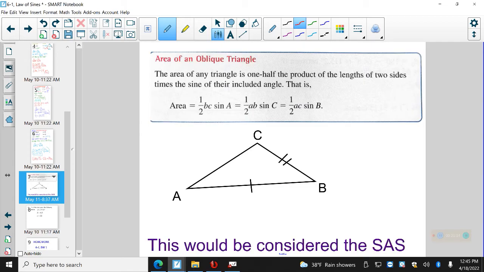Okay, now the next one. The next one is going to be talking about the area of an oblique triangle. Oblique means not right, and basically it says, if you have a triangle that is side, angle, side, where they give you the angle in the middle of the two sides, then to find the area of it, you're going to take 1/2 times the two sides times the sine of the angle. Doesn't matter which one it is. So you're going to take 1/2 times the sine of the angle times the two side lengths.